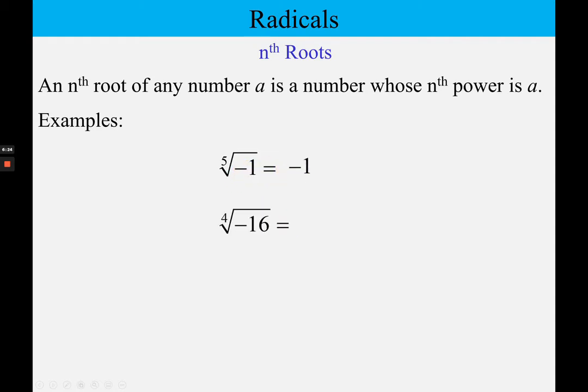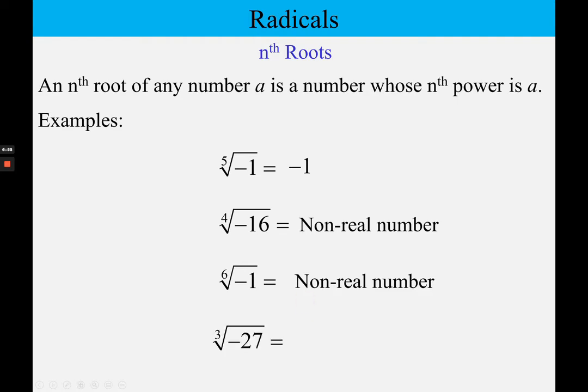What if you have 4th root of negative 16? Is it possible? Actually, no. If a negative number is multiplied to itself 2 times, 4 times, 6 times, you will not have a negative result. Therefore, this is not possible. Even if you have a power of 6, negative 1 to the power of 6 is not going to be negative 1. So, it's not possible.